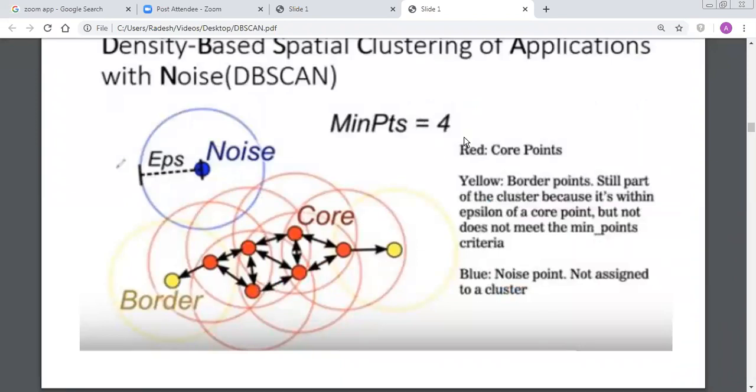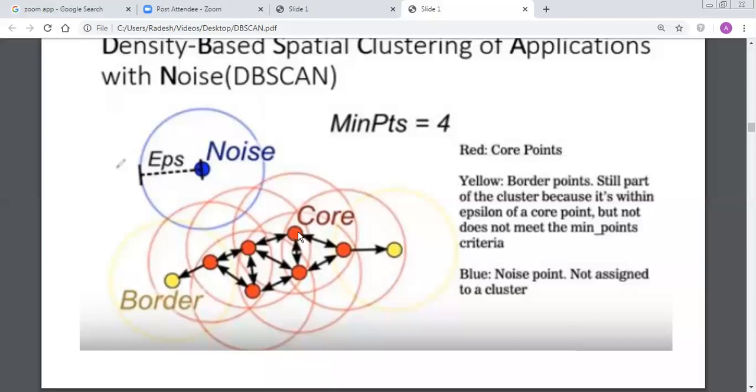Here, if you look at the minimum points, what I have taken is 4, and the EPS can be either 1 centimeter, 1 millimeter, or 1 unit or 2 units, it depends. The points represented in red color, the red dots, are nothing but the core points. You take any one of the core points and try to check whether it satisfies the minimum point criteria or not.